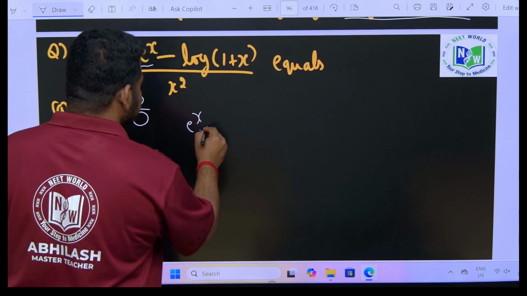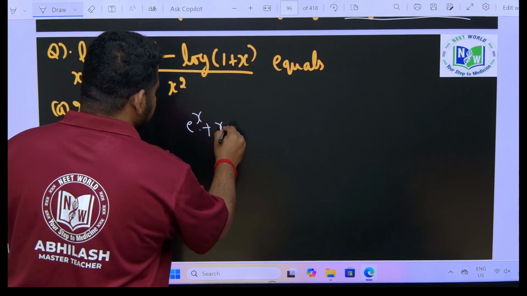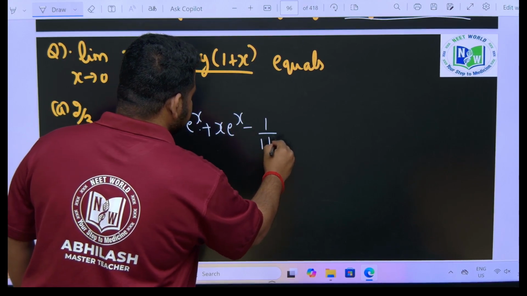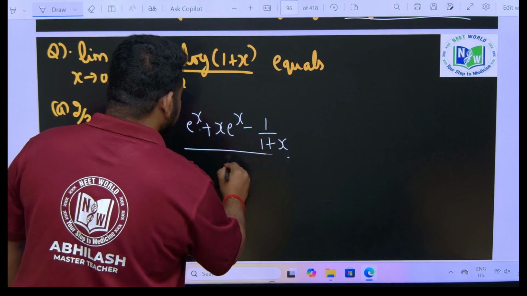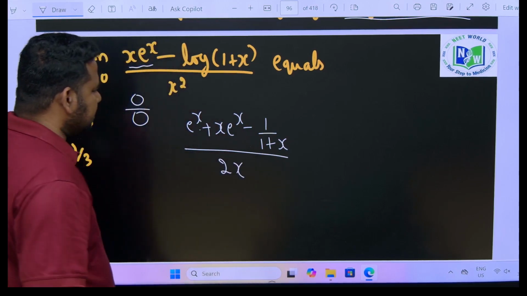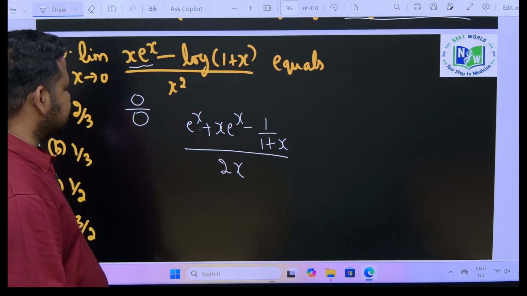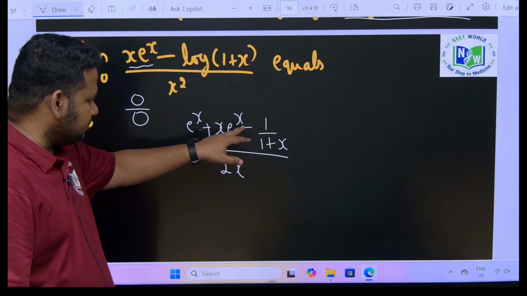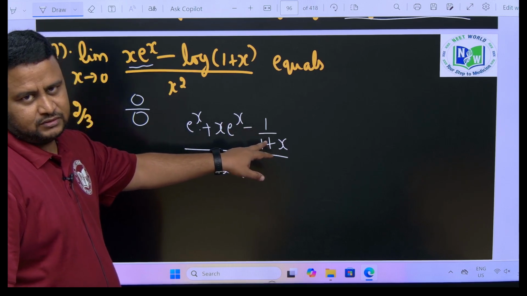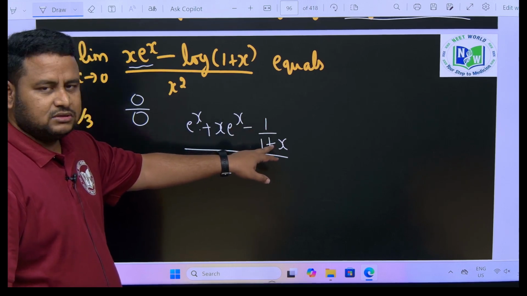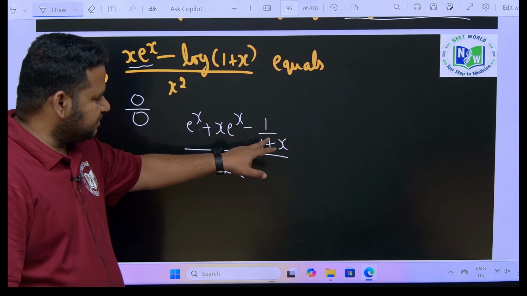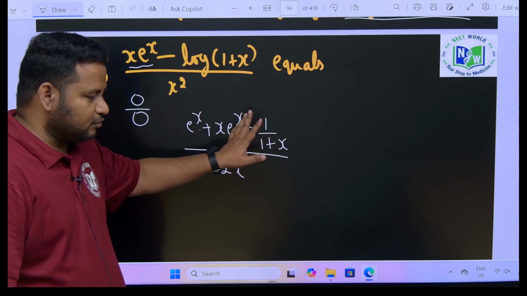So e power x plus x into e power x, minus the derivative of log of 1 plus x, which is 1 by 1 plus x, divided by 2x. Now wherever x is there, put 0: this will become 1, this will become 0. So 1 by 1 plus 0 is 1 itself, no problem, that is fine.